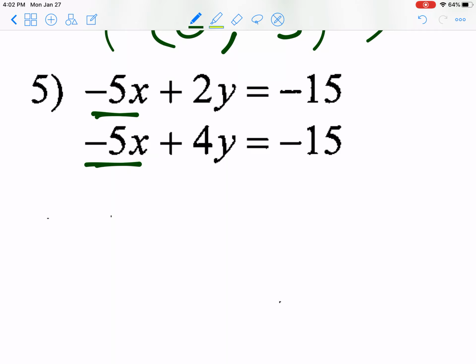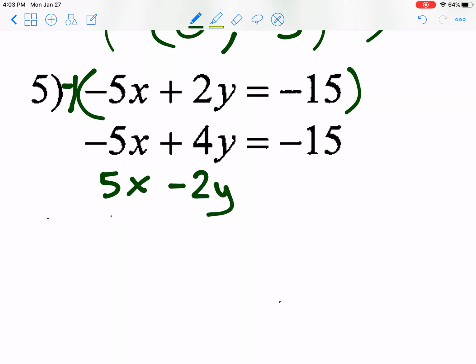However, because I have a -5x and -5x, right, they have the same coefficient. What if I were to change the sign on one of them? If one could be positive, then when I add them together, it would be 0, right? So what I'm going to do is multiply the top equation, the entire equation, by -1. Okay, and I'll write what I get down here. So -1 times -5x is 5x. -1 times 2y is -2y. And -1 times -15 is +15.